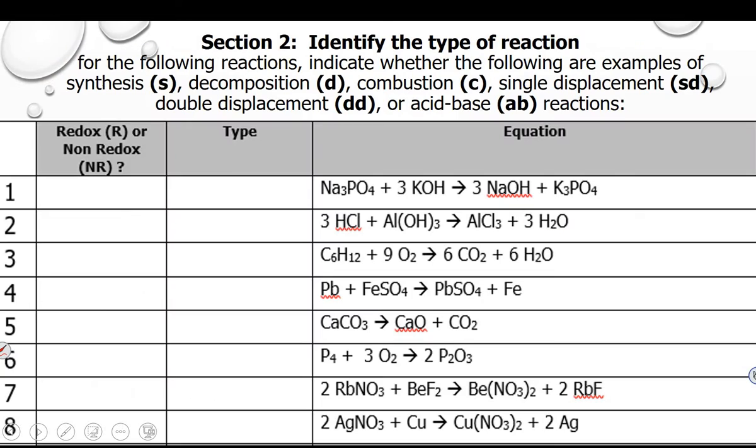Okay, so we should be able to just look at a reaction and be able to tell if it's redox or non-redox and what type it is. So, look at it. Compound or element? Compound or element? Compound or element? So you have a compound and a compound making a new compound and a new compound. What type of reaction?